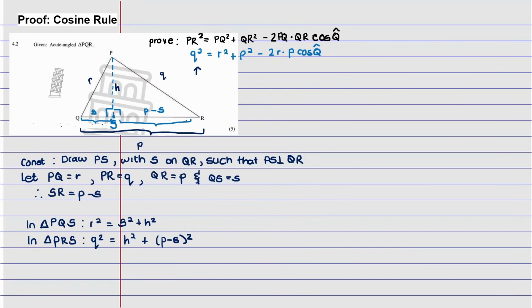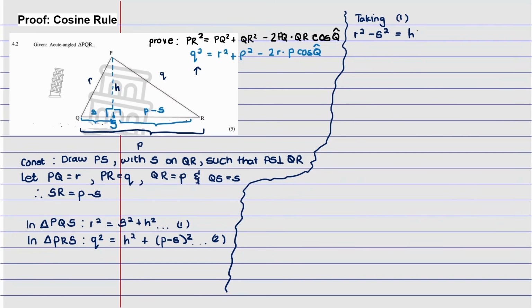So looking at our information, we have Q squared, and we see that both of them have H, right? So we're going to make H the subject in both cases so that we can equate them. Taking the first one, I'm just going to name it 1 so that we're not confused, and we're going to say 2, right? Taking 1, we're going to make H the subject. So this is the same as R squared minus S squared is equal to H squared, right?